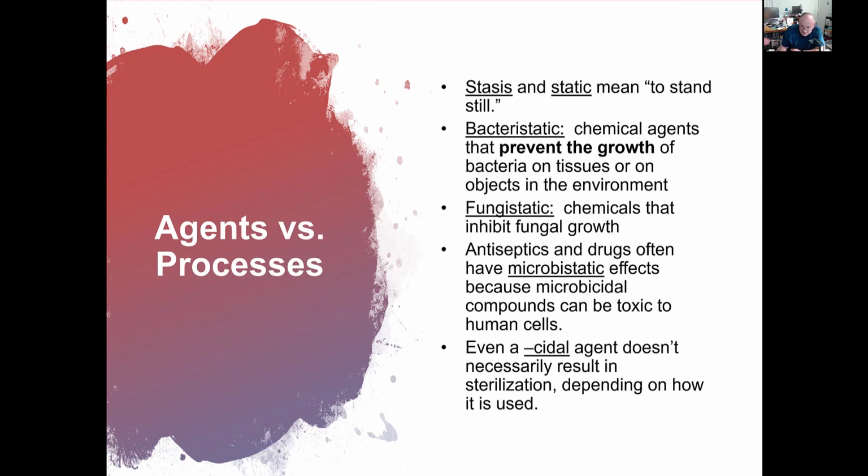Bacteriostatic: chemical agents that prevent the growth of bacteria in tissues. Fungistatic: chemicals that inhibit fungal growth, but as soon as that chemical is gone, a fungus will start growing. Antiseptics and drugs often have microbistatic effects because microbicidal compounds can be toxic to human cells. So we have to be careful. It's a give and take. There's a balance. When you take pharmacology, you're going to certainly learn all about that, and they have terms and formulas for calculating all that.